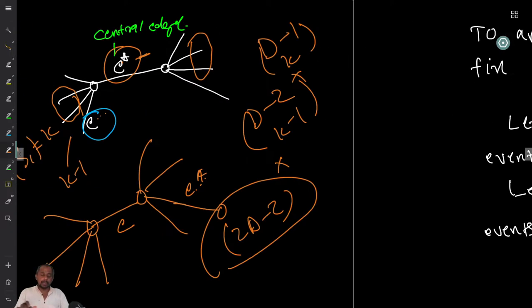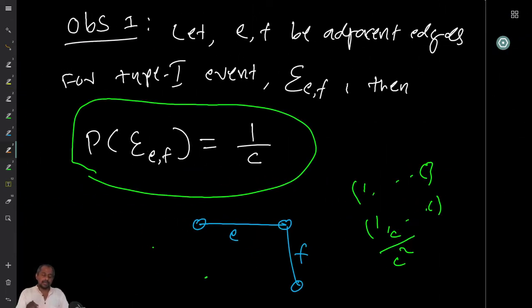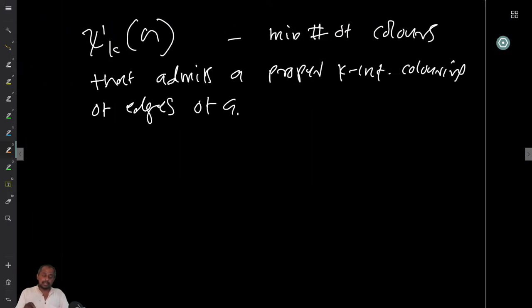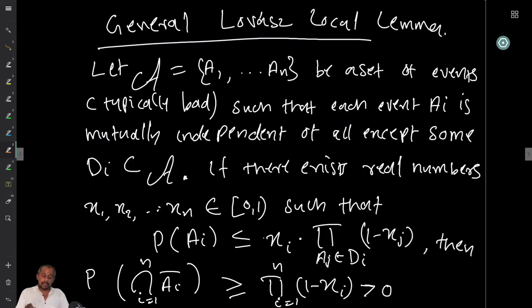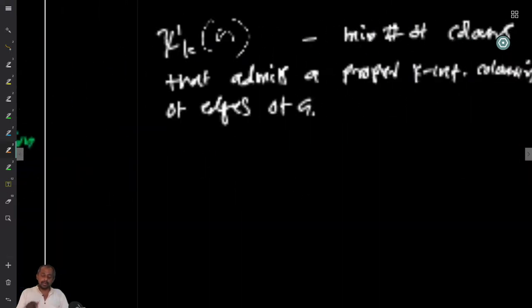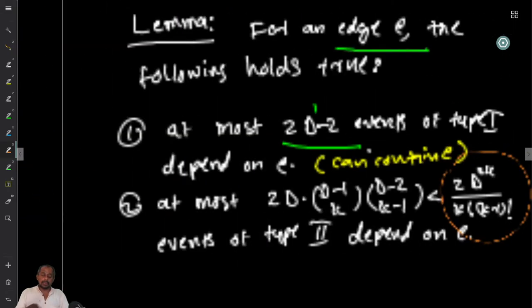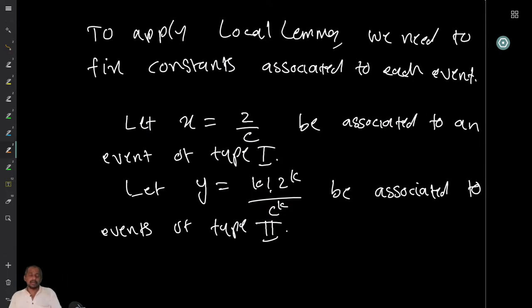Since we know that the probability of A_i for the type 1 event, the probability of A_EF, is 1 over C. Our constant x in the Lovasz Local Lemma must be an upper bound for the probabilities, because I want to show that the probability of A is less than or equal to x_i times something. So I want something larger than 1 over C to be my constant. What is the constant that I am going to choose? I am going to choose 2 over C for the time being. So I put x equal to 2 over C as the constant associated with an event of type 1.